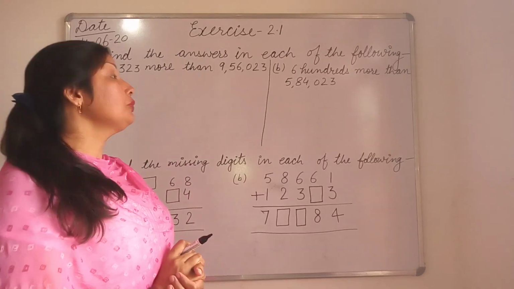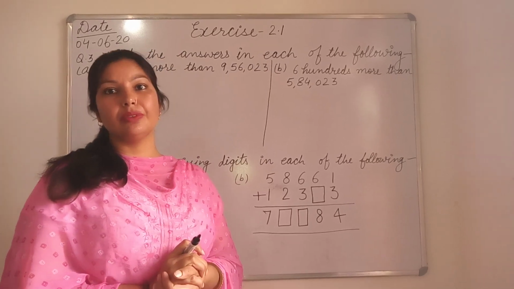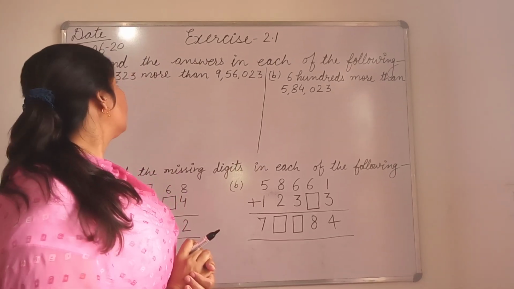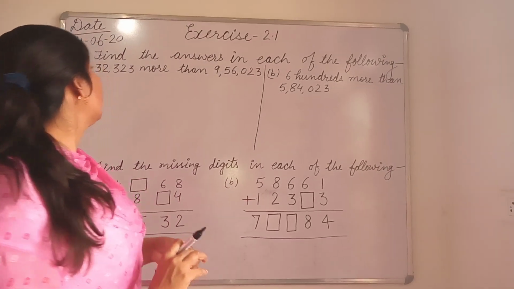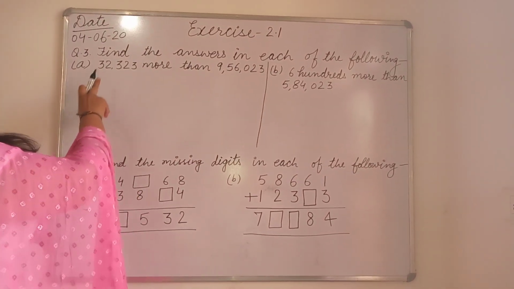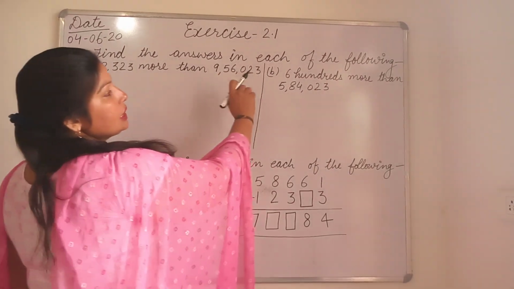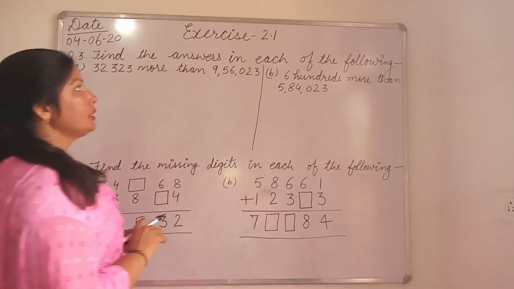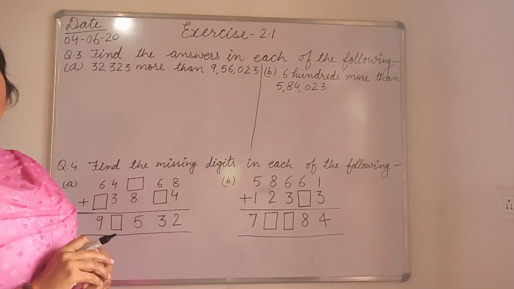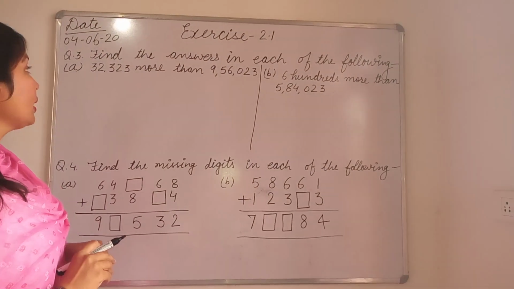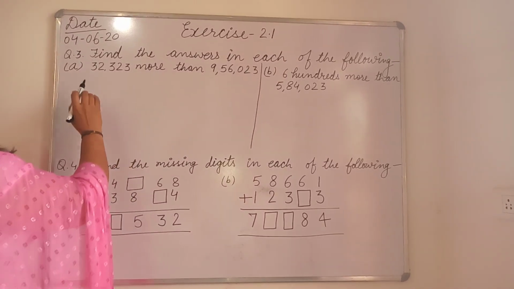Today we will continue our exercise 2.1. Okay. So we start question number 3. Question number 3 is there. Find the answer in each of the following. That means you have to solve this and you should find their answer. Okay. Now A part is there.